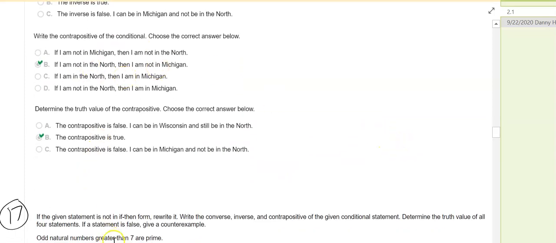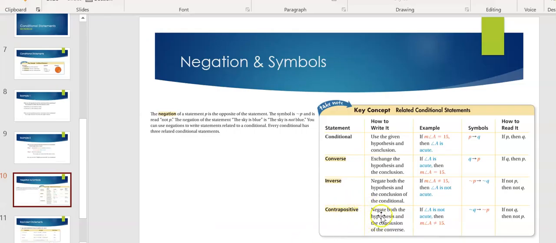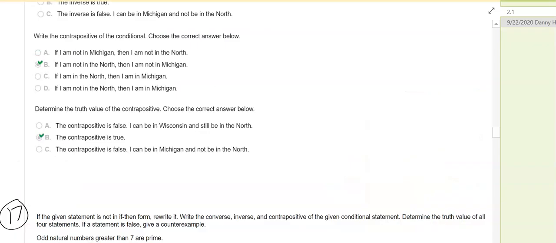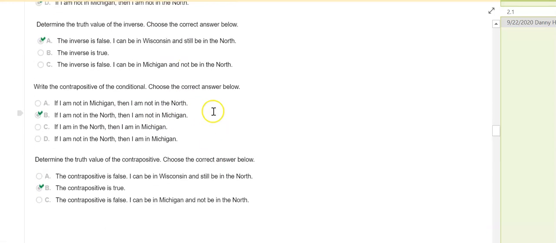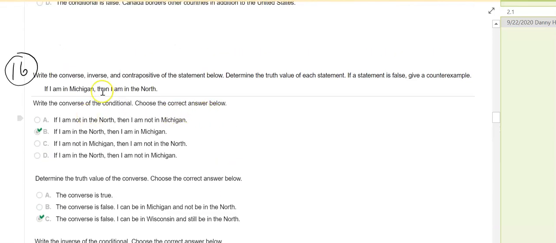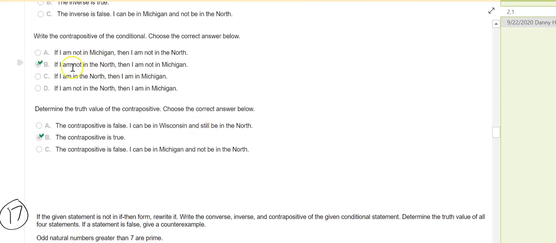Now we're going to look at the contrapositive. This is going to be in the same order as the converse, and we are going to negate the hypothesis as well as the conclusion. So the contrapositive is, if I am not in the North, then I am not in Michigan. If we look at the original statement, we've changed the order and we have negated. That is our contrapositive. And so is this true? If I'm not in the North, then I'm not in Michigan.